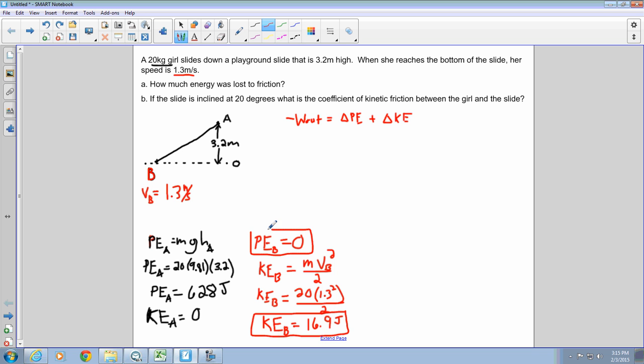Potential energy at B is 0. Potential energy at A, 628. Kinetic energy at A is 0. So the A side of things is the initial, and the B side of things is our final. So we can use this formula to figure out how much work was lost.